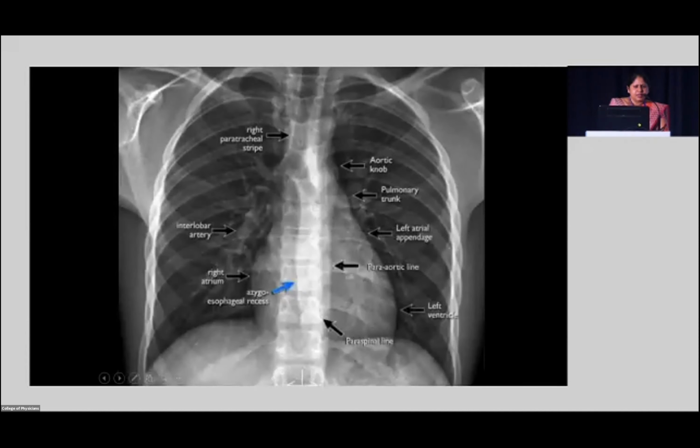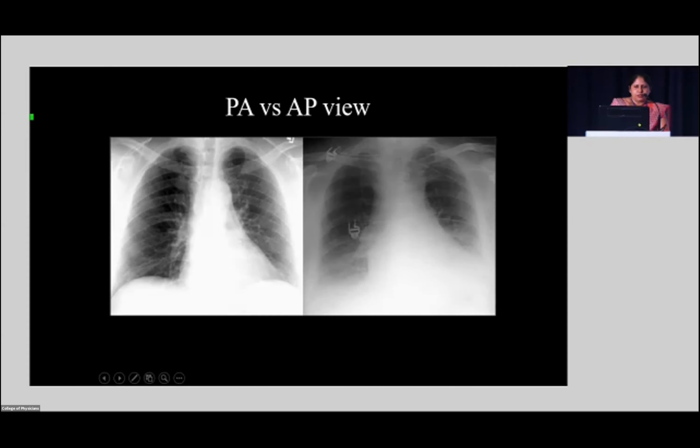And what are these lines? The right paratracheal line is very important. It has to be seen as a single line. The azygoesophageal line, the para-aortic line, the paraspinal line, and single lines for the heart borders, the diaphragmatic margin, the costophrenic angles have to be seen. And the cardiothoracic ratio can be assessed, and the bones of the chest have to be seen.